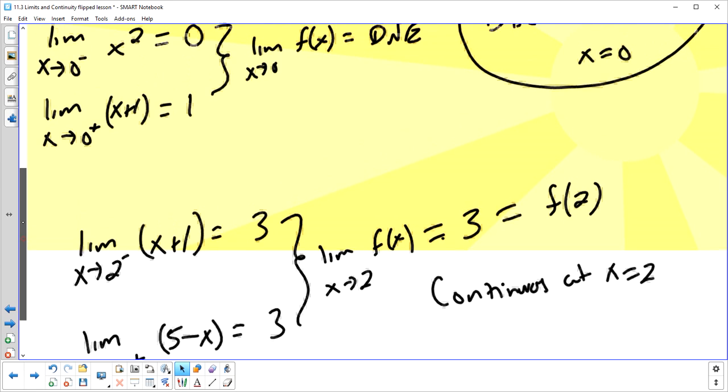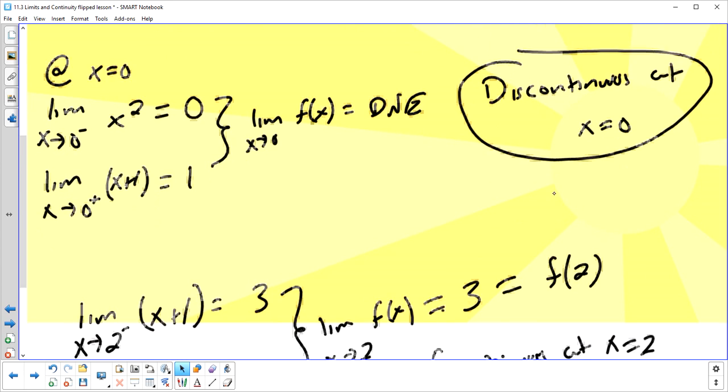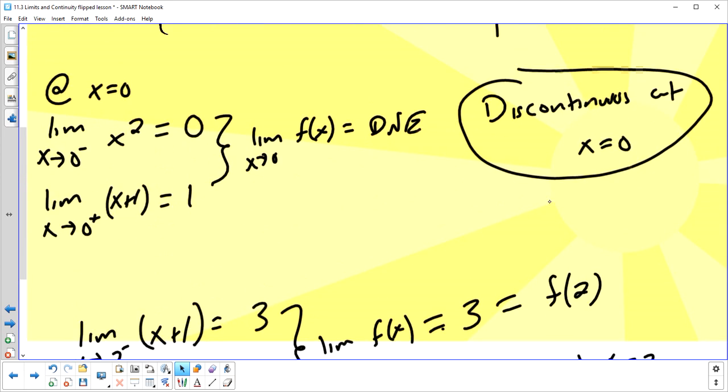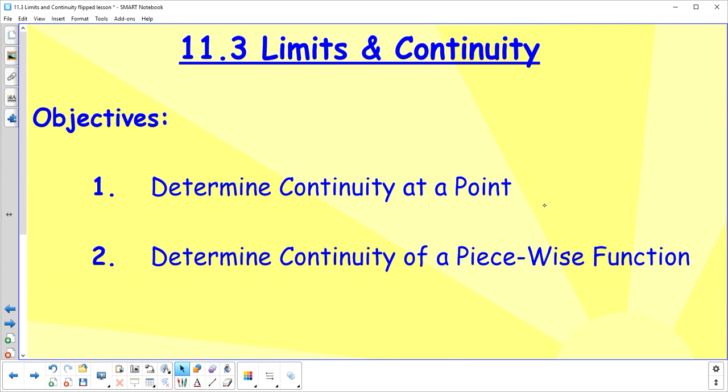So the only place we are discontinuous here is x equals 0. So you could say something like discontinuous at x equals 0, or you could say continuous everywhere except for x equals 0. Okay? So that is all about our continuity and limits.